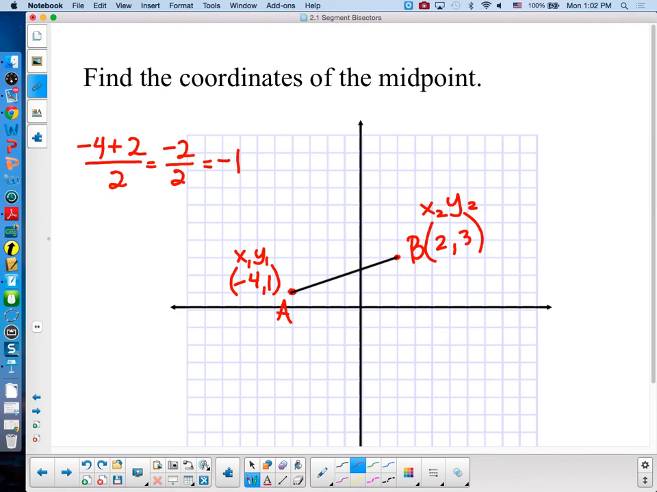Now do the y part. 1 plus 3 divided by 2. 1 plus 3 is 4. Divided by 2 is 2. Okay, what I just found were the x needs to be -1, the y has to be 2. So the point -1, 2 as the midpoint. If you go at a slant, you can't really just count the units.